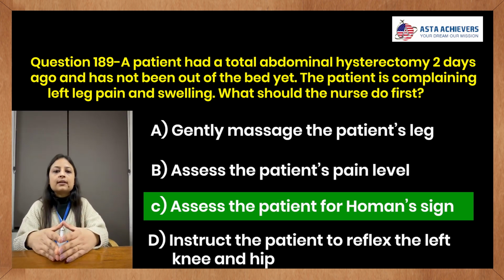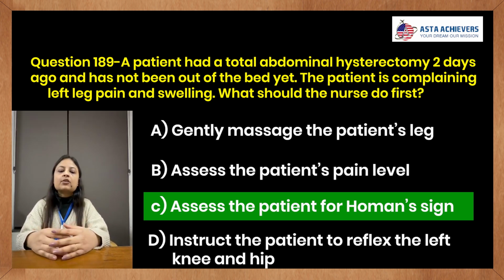So option C, assess the patient for Homan sign, is the correct option, because maybe the patient is experiencing a sign of DVT.